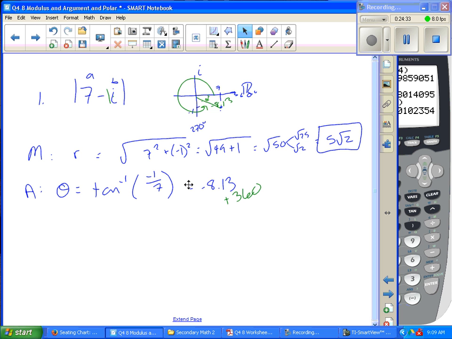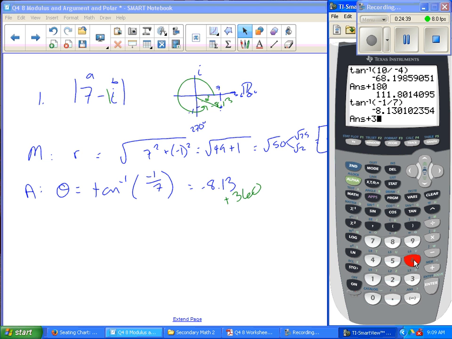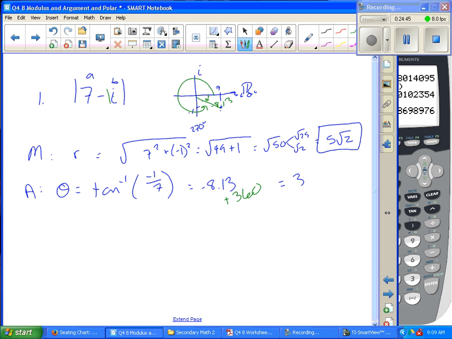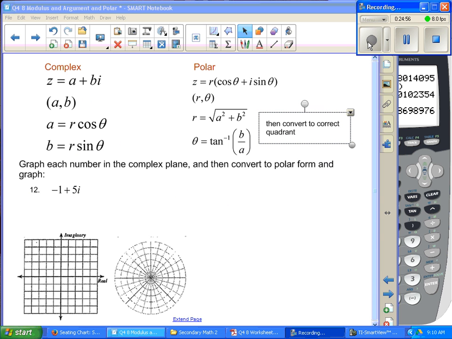So if you're not in the correct quadrant, you're either going to be adding 180 or 360 to get into the quadrant that you need. So add 360 and I get 351.87. And 351.87 is a number between 270 and 360.